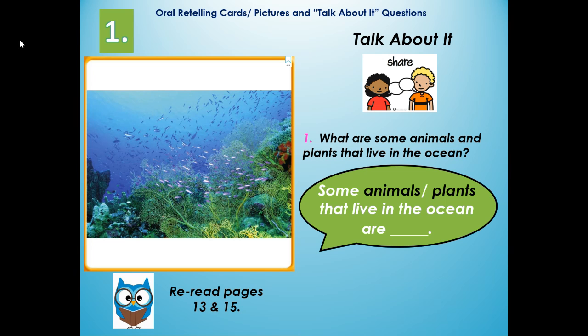Well, some animals that live in the ocean are fish, turtles, sea snakes, sharks, dolphins. Some plants that live in the ocean are seaweed, coral, and other types of sea plants.